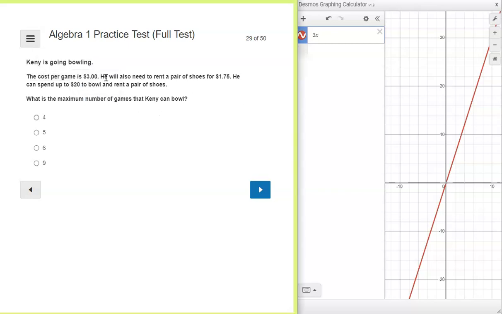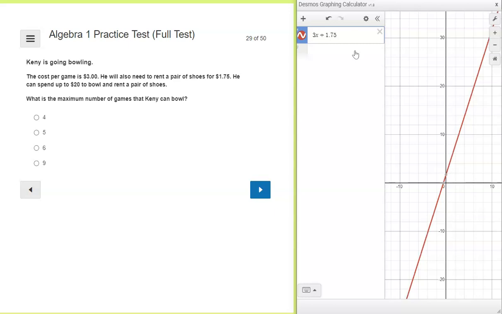All right, so it says here, he will also need to rent a pair of shoes for $1.75. He can spend up to $20. Okay, so he's going to pay $3 per game, plus he also has to pay $1.75 to rent a pair of shoes, and then he has $20 to spend. So all together, he only has $20 to spend.